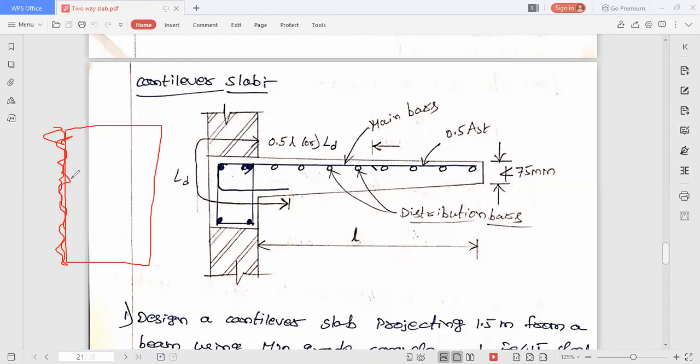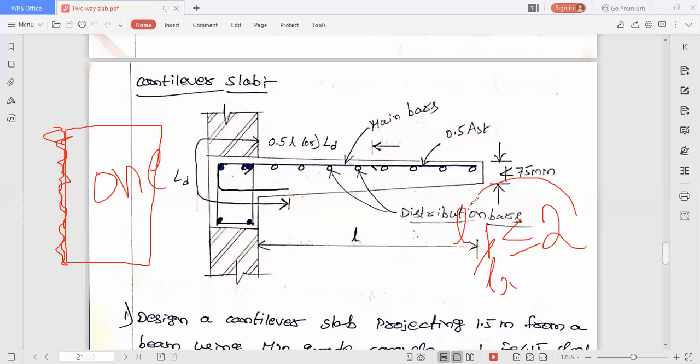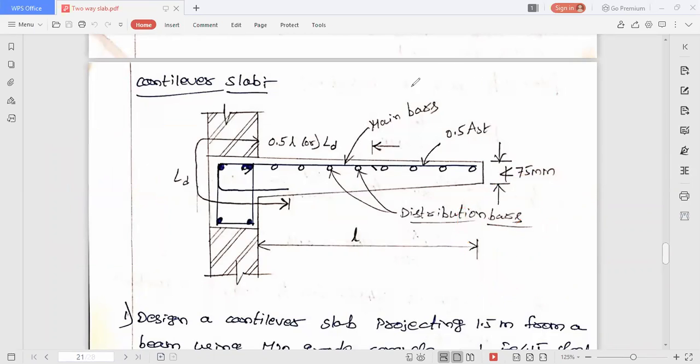Now, as one edge is supported, this will be called a one way slab itself, okay. Two way slab means, if all the edges are supported and the ratio of longer span to shorter span is less than or equal to 2. First of all, when should we check the longer span to shorter span ratio? Only when all the edges are supported. If any one of the edges is unsupported, without any checking, you can clearly say it is a one way slab, okay. Now, as a cantilever is supported on only one edge, it is called a one way slab.